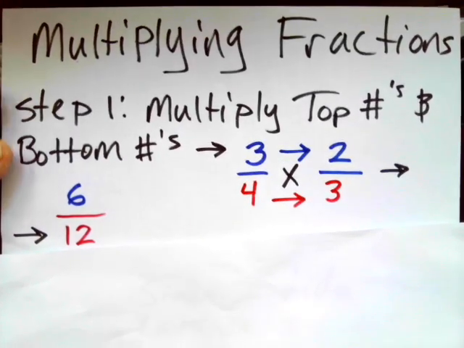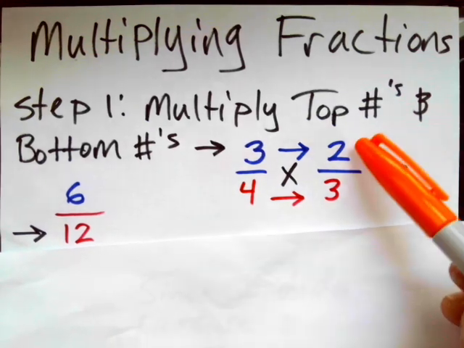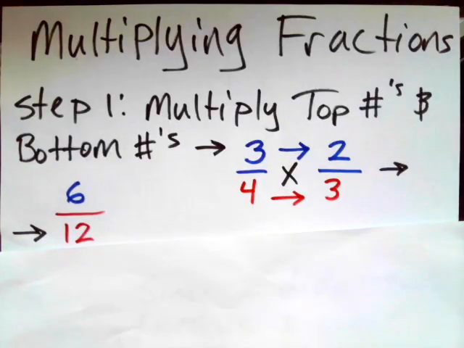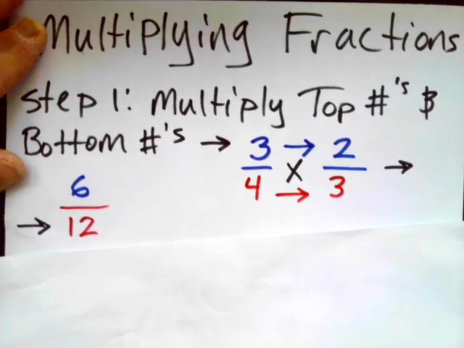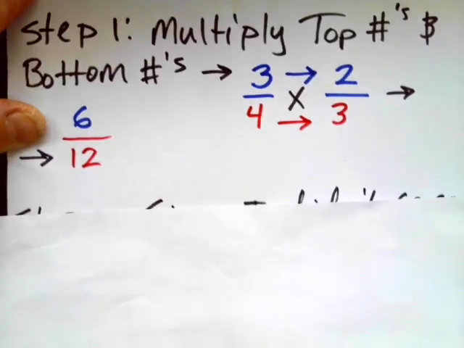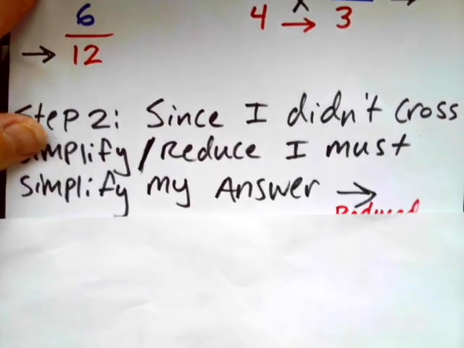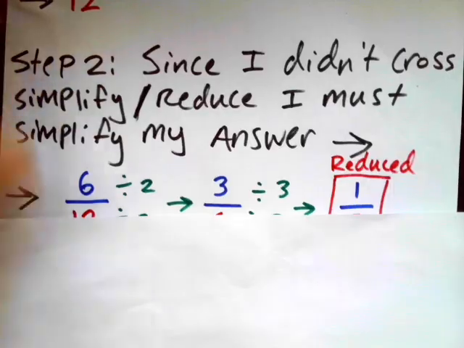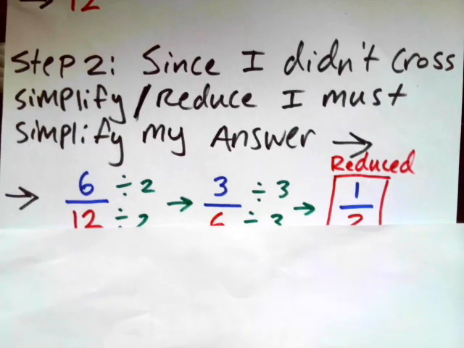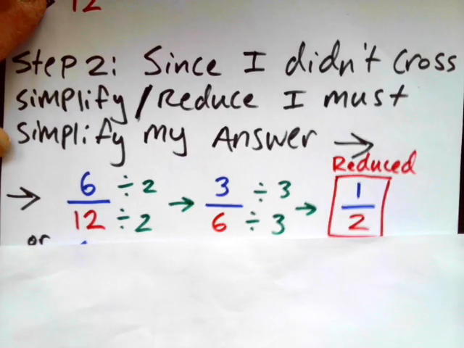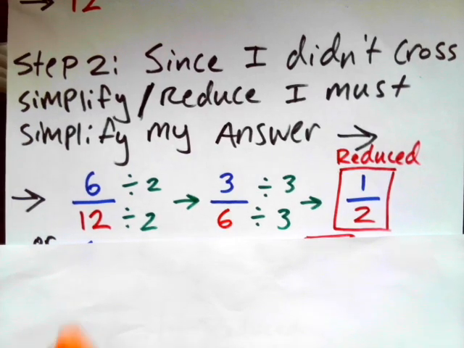Now, again, we want to reduce these fractions. I could have reduced the 2 and the 4 and cross-simplified, and the 3 and the 3. But, again, I wanted to show you what it looks like if you do not cross-simplify or cross-reduce. Since I just multiplied top to top and bottom to bottom, I wanted you to see what this would look like. So here we have 6/12.